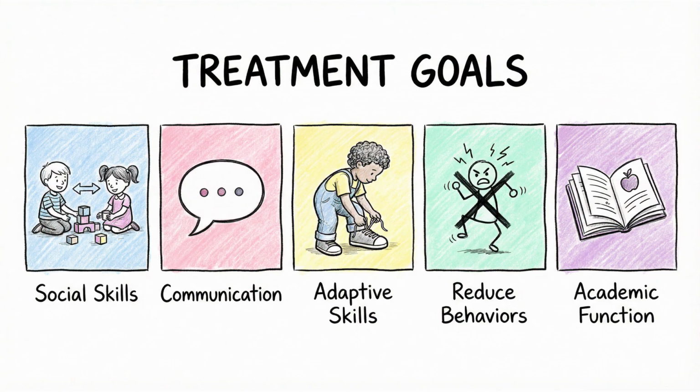Now, the treatment for ASD is very individualized and goal-directed. The 5 core treatment goals are improving social skills and peer interaction, enhancing communication, both verbal and nonverbal, building adaptive daily living skills like dressing and self-care, reducing maladaptive behaviors such as aggression or self-injury, and maximizing academic and cognitive function. Treatment plans should be tailored to the child's strengths, challenges, and family priorities.